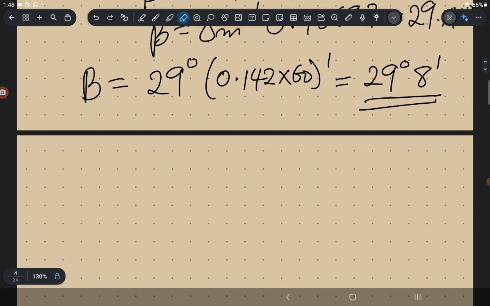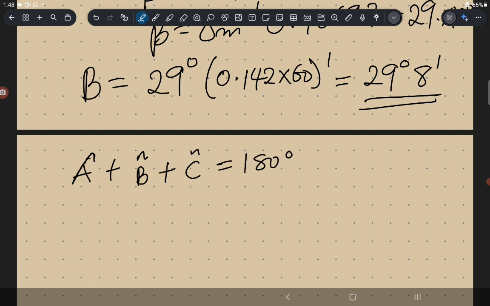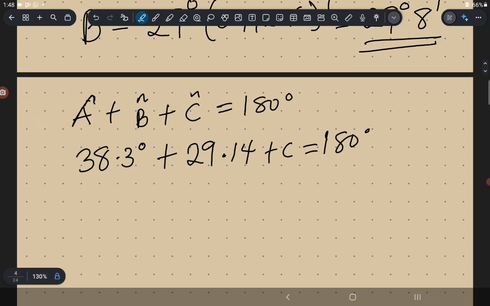So now to get the value of C, we have angle A plus angle B plus angle C is equal to 180 degrees. So we are able to know the angle A to be 38.3 degrees plus 29.14. Now plus C is equal to 180 degrees.